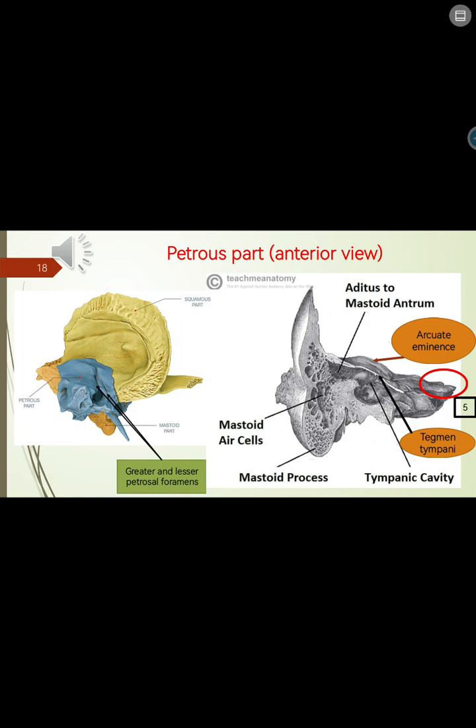We can see the anterior surface of the petrous part here. In the left picture, I show you the greater and lesser petrosal foramens. The lesser petrosal foramen is lateral to the greater petrosal foramen, and the same nerves transmit through these foramens. In the right picture, we can see other things that exist on the anterior surface, such as the arcuate eminence, tegmen tympani, and trigeminal impression.